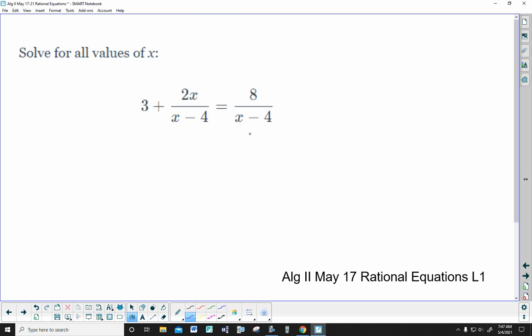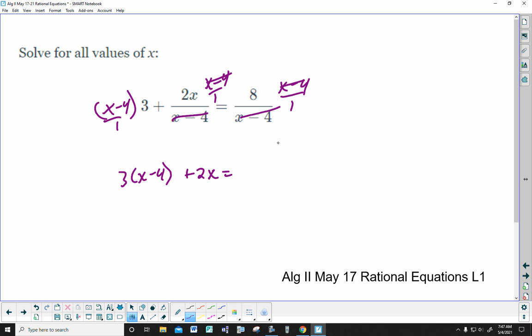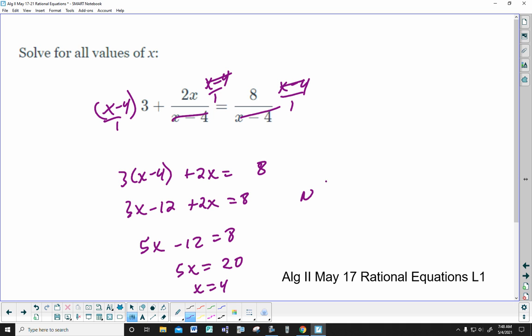Let's see if this one's no solution. Okay, multiply everybody by x minus 4 over 1. So you get 3, x minus 4. This cancels out. Plus 2x equals, this cancels out, 8. 3x minus 12 plus 2x is equal to 8. Yeah, this one comes up with 4, so there's no solution. I think I can see the answer already. Minus 12 is equal to 8. Add the 12, we get 20. 5x is equal to 20. Divide by 5, x is equal to 4. Yeah, no solution again.